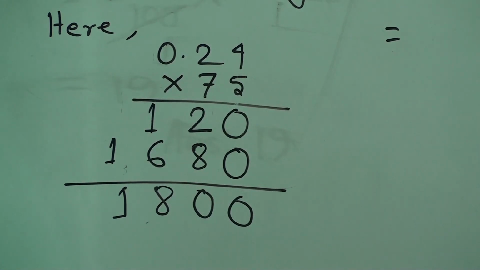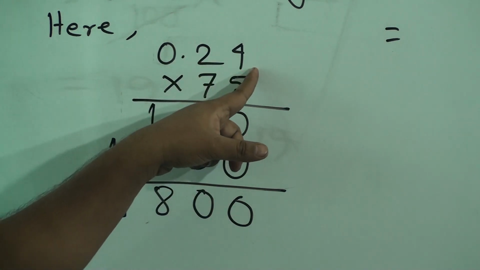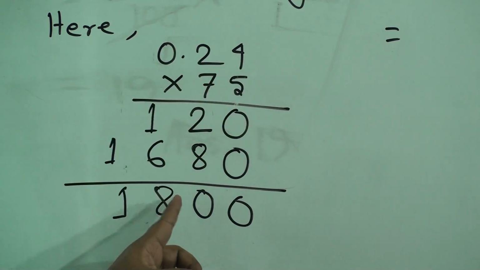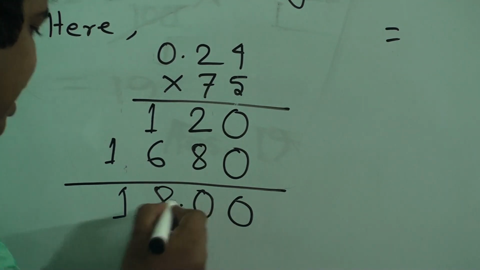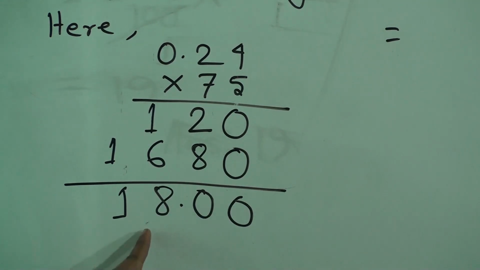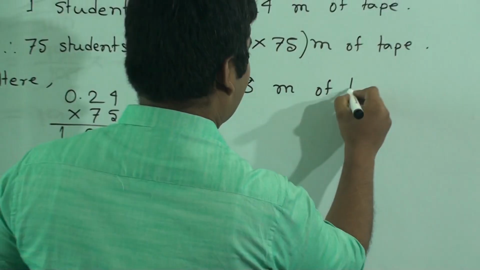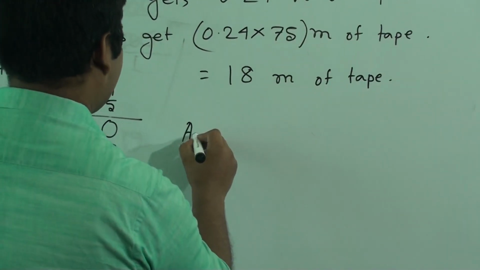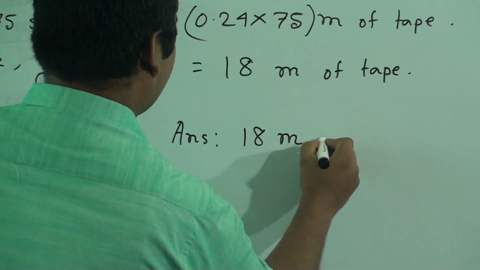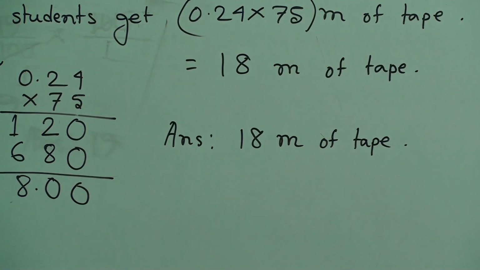Dear student, now we put the point. Notice after point there are 2 digits. That means we need to write this point before 2 digits. That means 0 1 and 0 2. So we write here point. Okay, that means 18 meter of tape is the required amount of tape. So now we write 18 meter of tape. Okay, so the answer is 18 meter of tape. So my dear student, B number answer is done.